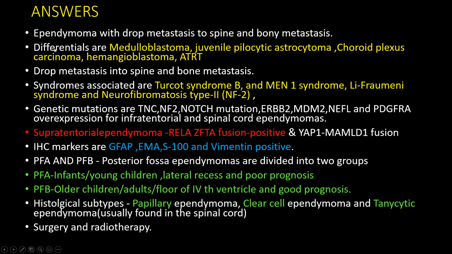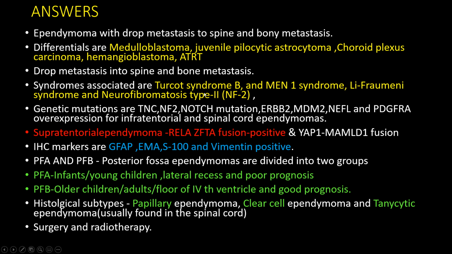So the most common differentials for these lesions are medulloblastoma, juvenile pilocytic astrocytoma, choroid plexus carcinoma, hemangioblastoma, and ATRT. So what are the lesions which are seen in the spine? We have seen drop metastasis into the spine along with bony metastasis. So what are the syndromes associated with this lesion?